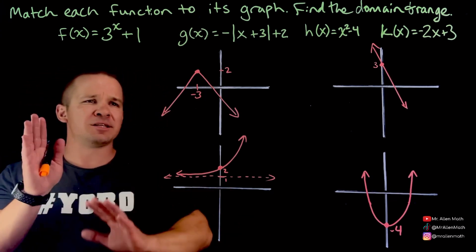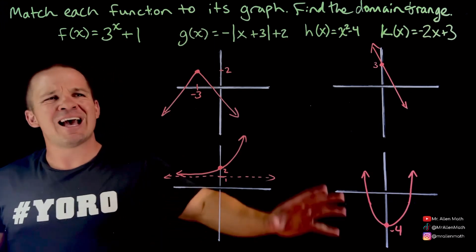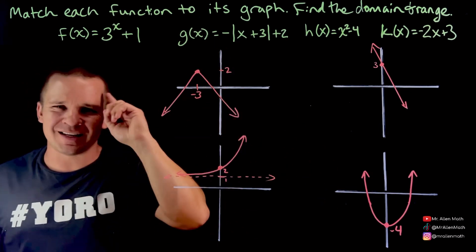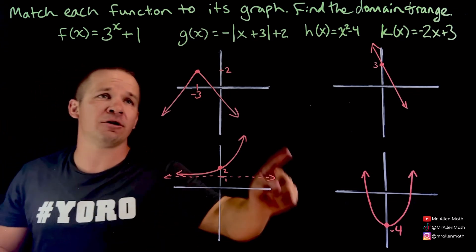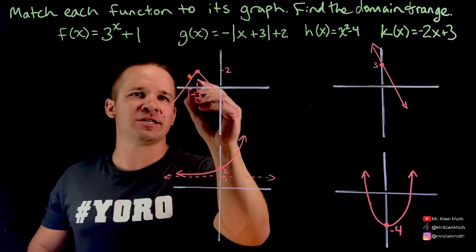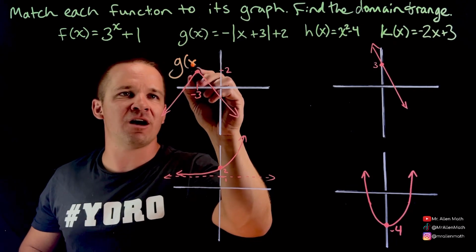All right, so let's see here. What's the best way to go about this? I see this one here, the upside down V. That's a dead giveaway of a negative absolute value, which is my G of X right here. So let's go ahead and label this one as G of X.